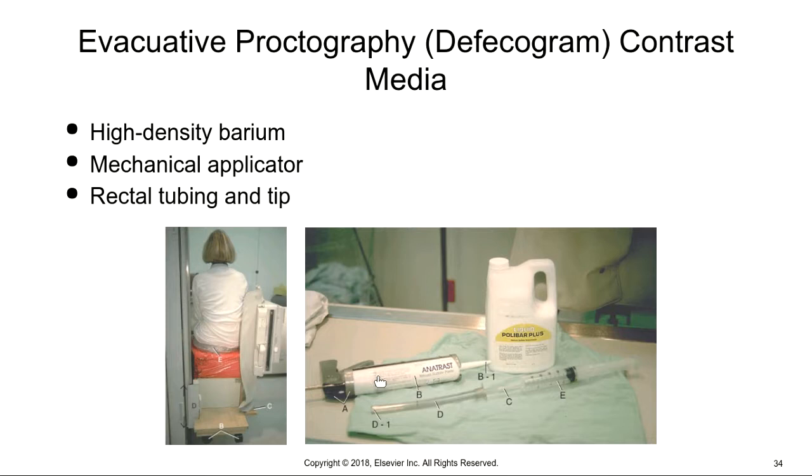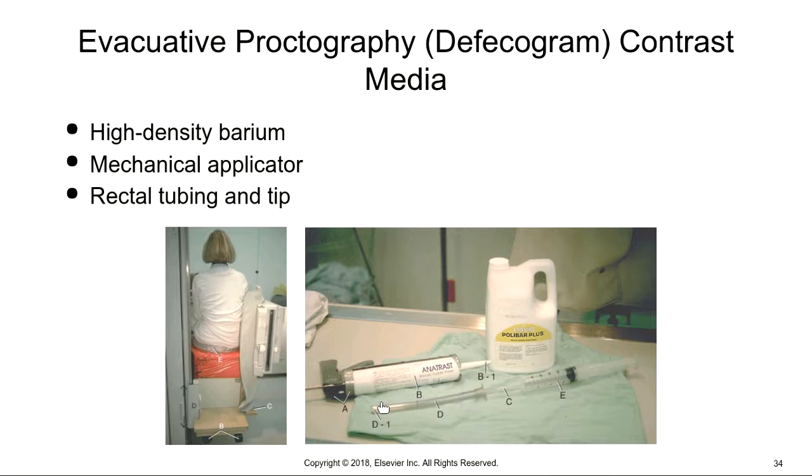It's multiple uses. You would fill this tubing right here and fill the syringe, and this is the only part that goes in the patient. The D1 would go in the patient's rectum. The radiologist would push the contrast into the rectum.